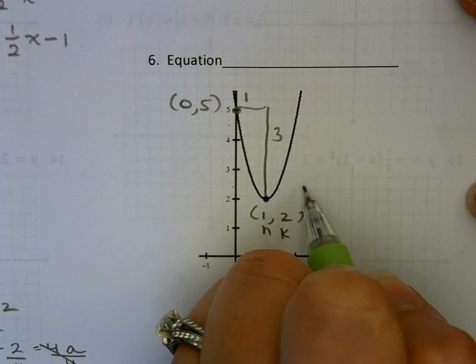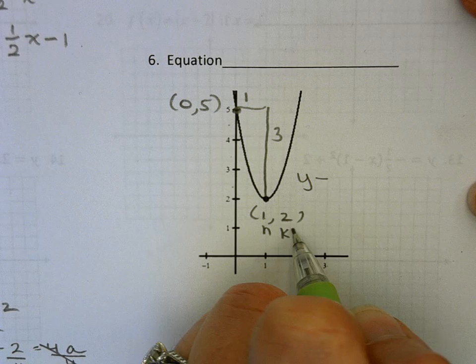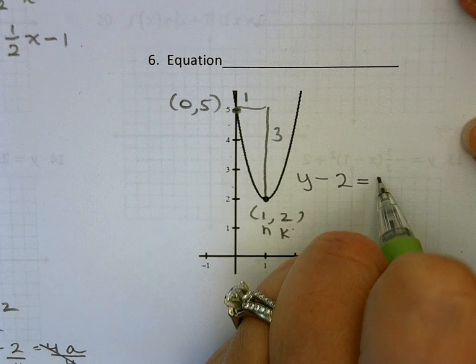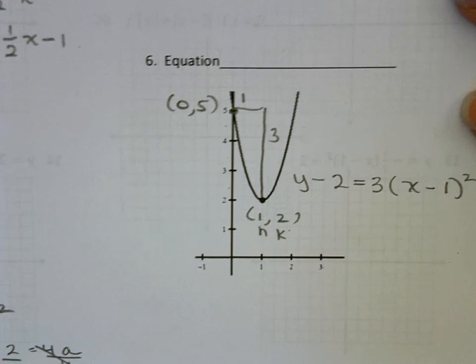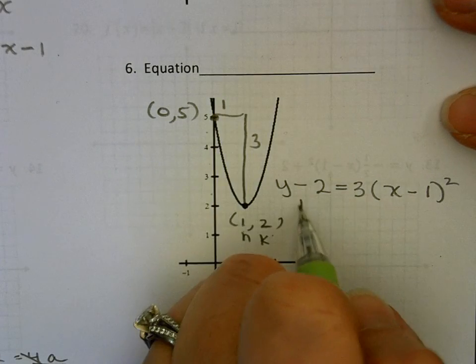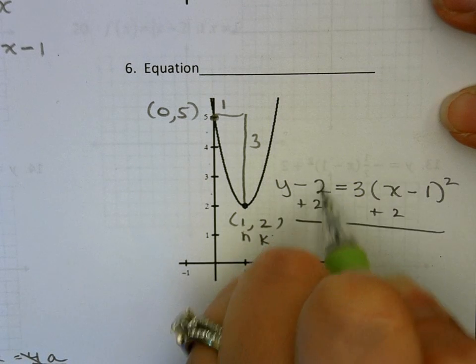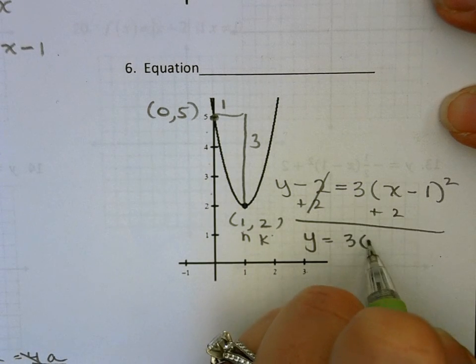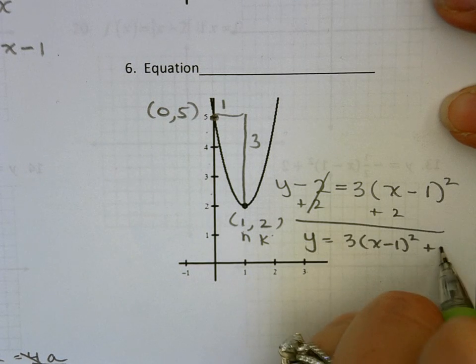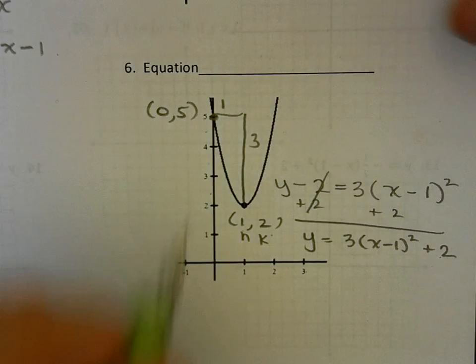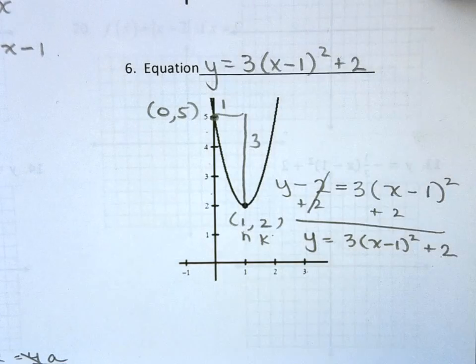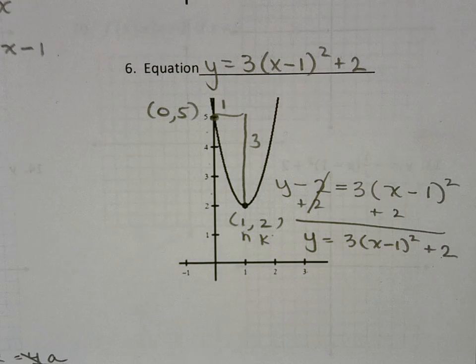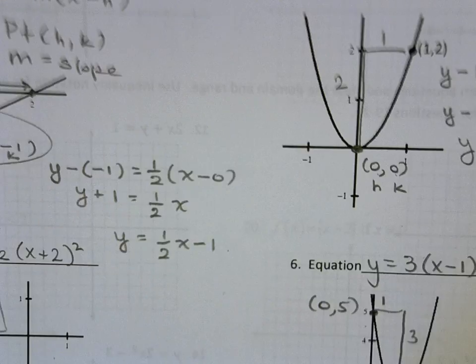So my equation would be y minus k equals a x minus h squared. And then just solve for y by adding 2 over. And we always just put that at the end. Okay, and then there's lines and parabolas. So now the back side deals with exponentials and absolute values.